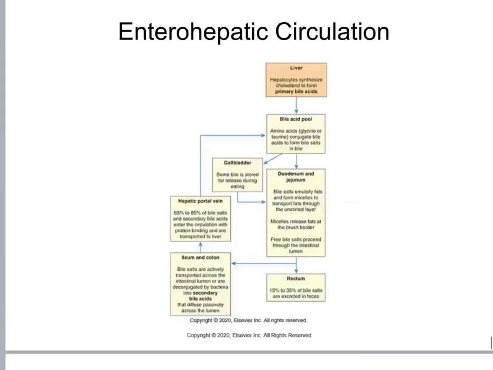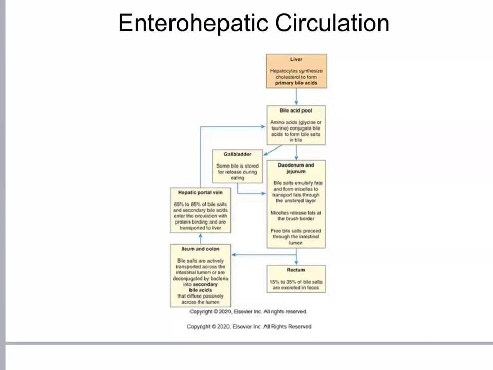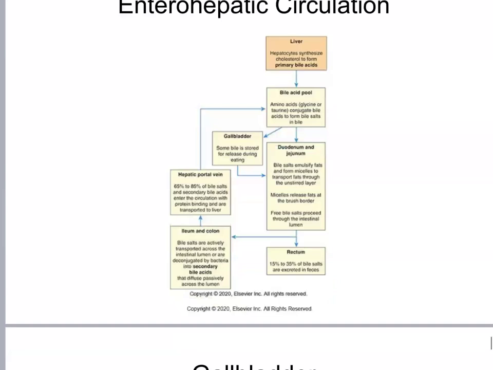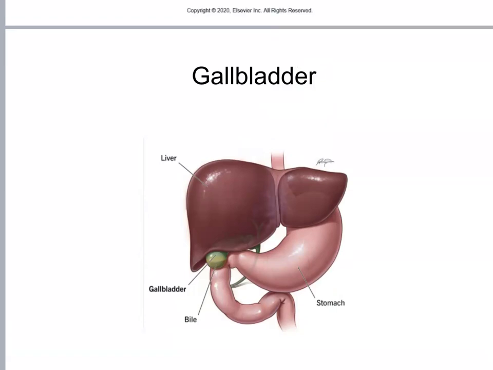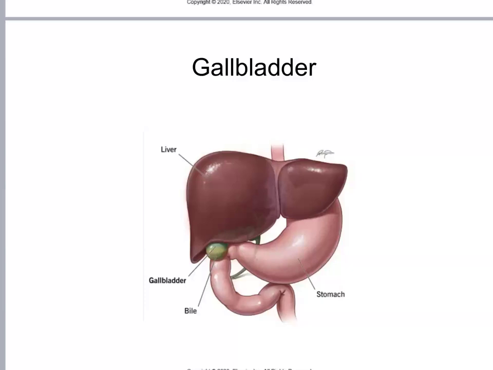Here's just a little flow chart of enterohepatic circulation for you to take a look at. And here is the gallbladder. Maybe some of you have had your gallbladder removed. The gallbladder has an important function, and sometimes people talk about an appendix being removed and a gallbladder being removed as the same kind of category of surgery in terms of the effect, but you can really feel it in your digestive system. So I've heard and seen that if your gallbladder is removed.